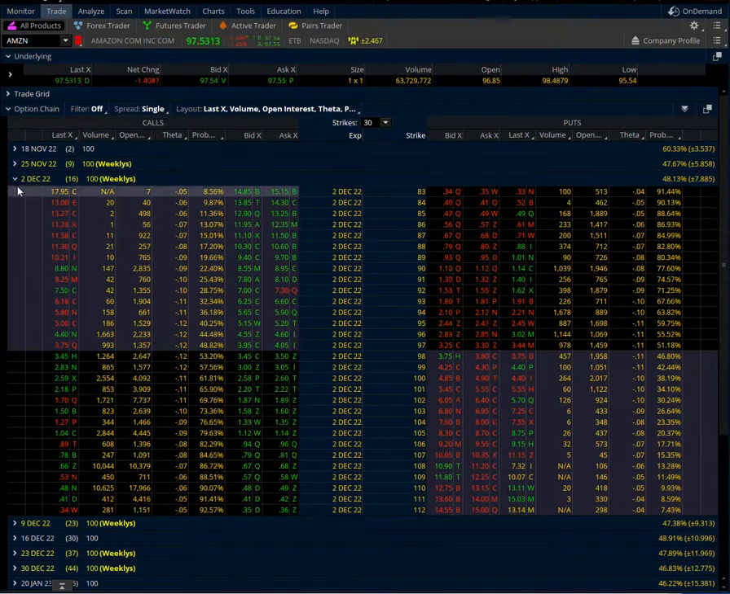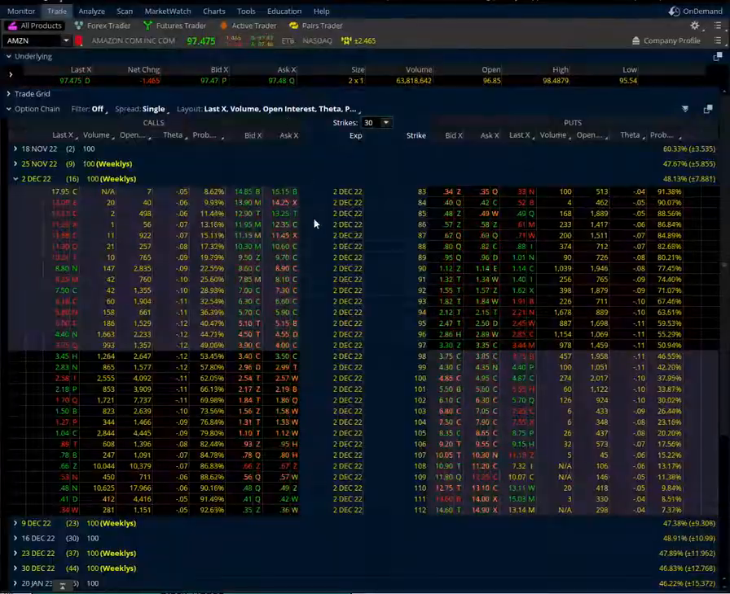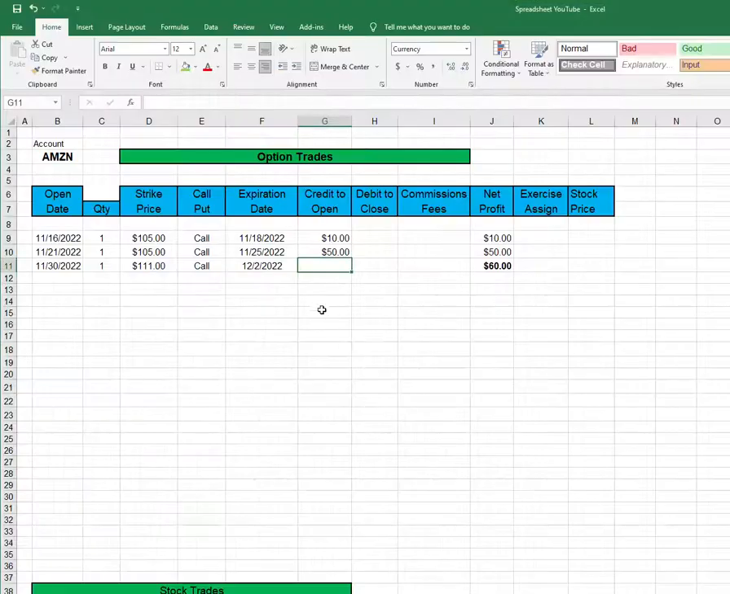So this is going to expire on the 2nd of December. We'll bring back our spreadsheet. Now, let's just say we did this trade on the 30th of November, which would be, I think, a Wednesday. And we sold the 111 call, and it's going to expire on the 2nd. And what did we get for that? 41 cents? I think we got 41 cents. Yeah, we got 41 cents.